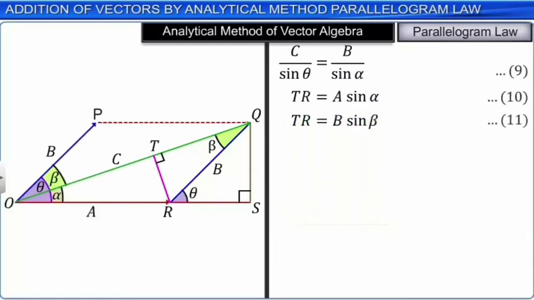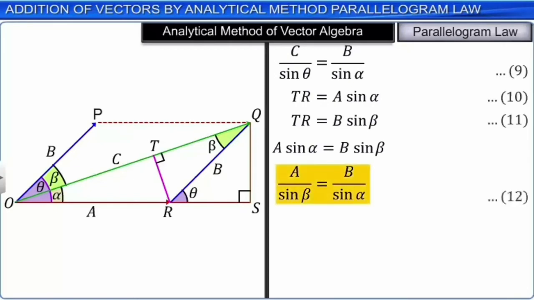Now, the left hand sides of the two equations 10 and 11 are the same. So, by equating the right hand sides, we have A sin alpha equal to B sin beta, or A by sin beta equal to B by sin alpha. Let's call it equation 12.